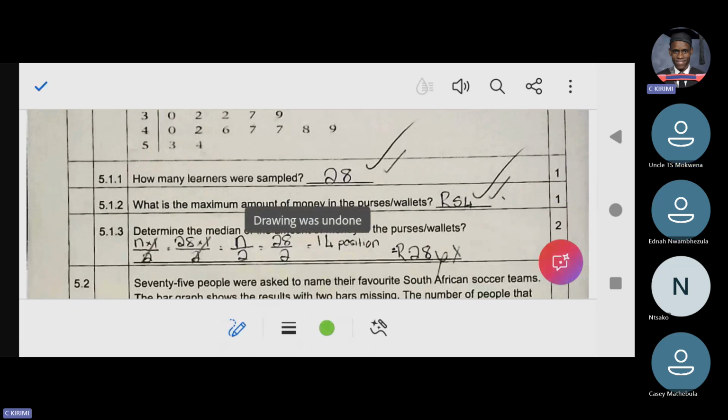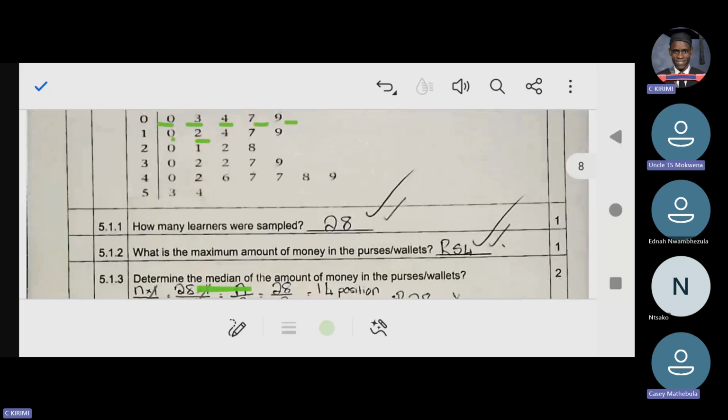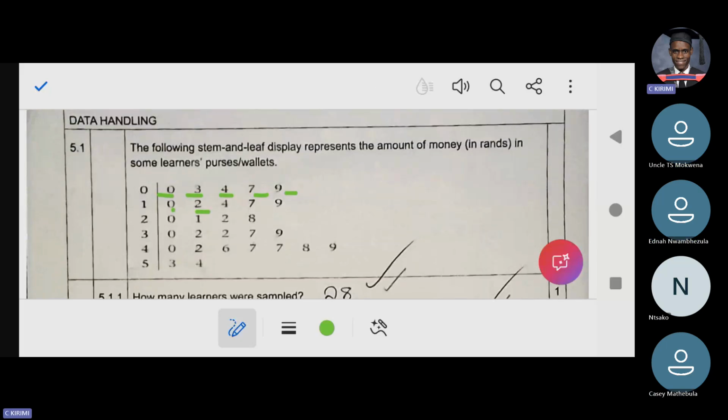The median, we said, is the number at the center when we arrange our numbers in order, smallest to biggest. So if we have 28 numbers, how many numbers are on the left? 14 on the left and then 14 on the right. This is how you find the median. See carefully how we are going to find the median.